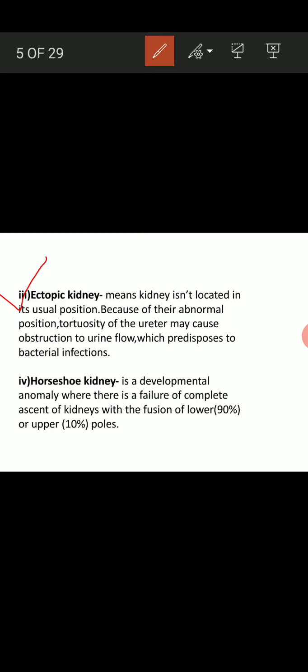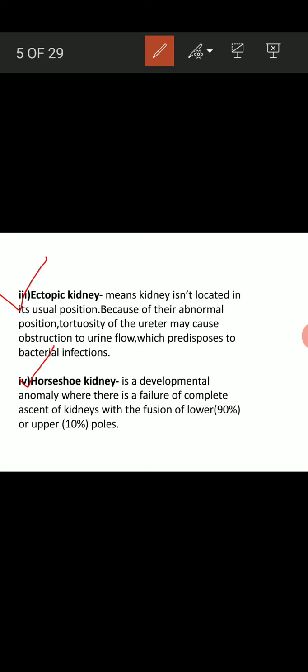Now, the fourth congenital renal anomaly can be horseshoe kidney. Horseshoe kidney is a developmental anomaly where there is a failure of complete ascent of kidney with the fusion of lower or upper poles. The fusion of lower pole is more common than fusion of upper pole.